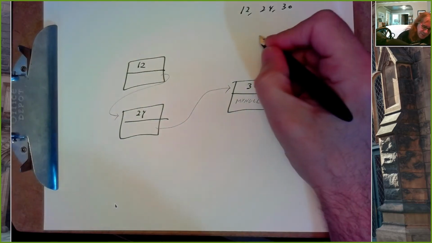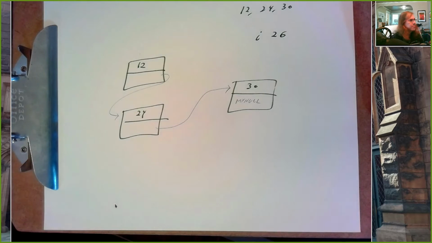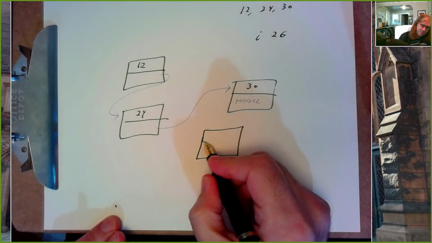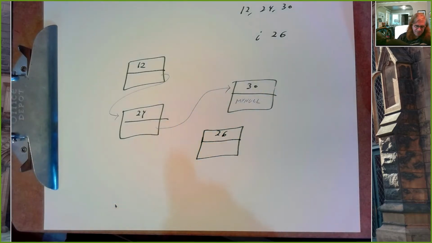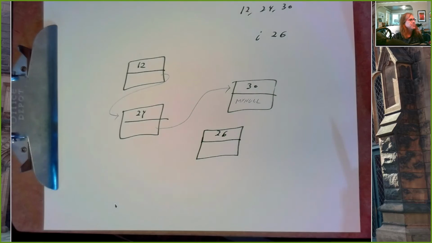And if you want to insert, I don't know, a 26, well, we do 4 things. First, we create a new node somewhere containing a 26. That's the first step. Second step, figure out where this should go in the list. Should it go before this, after this, or somewhere in between?